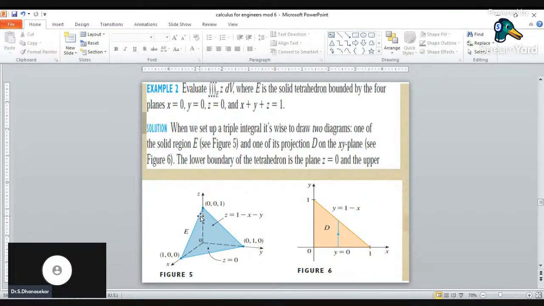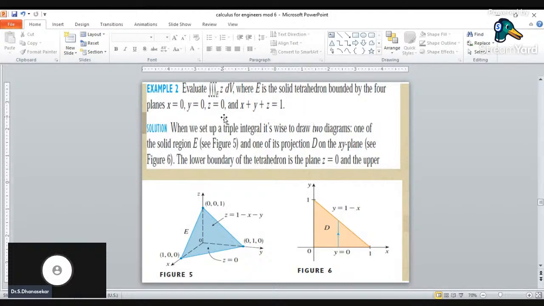solid tetrahedron. If you draw the solid tetrahedron, this will be the thing. Okay. And when I project this tetrahedron onto the xy plane, I will get a triangle like this. So my z limit goes from 0 to 1 minus x minus y.